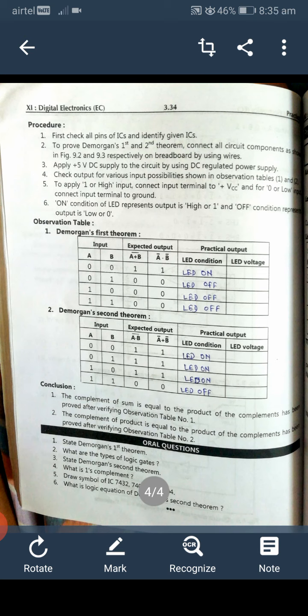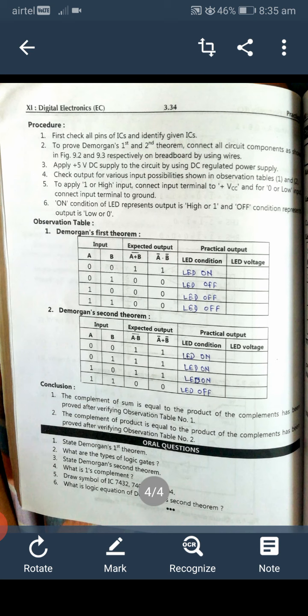There is some assignment for you. Please note it down in your copy and show me later on. These questions are important from the point of view of your examination, so please note them down.